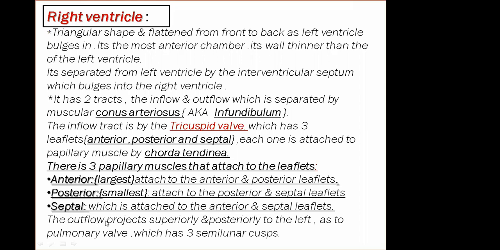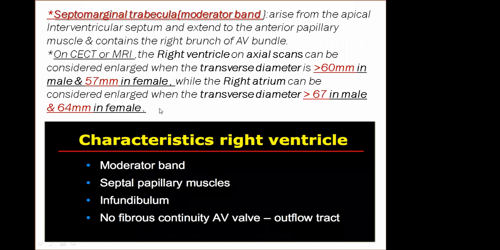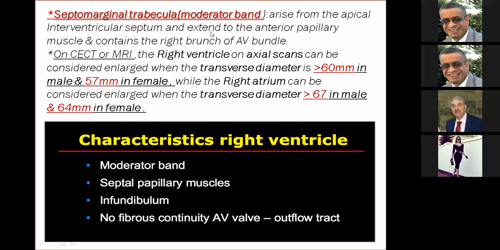The outflow projects superiorly and posteriorly to the left as the pulmonary valve, which has three semilunar cusps. The septomarginal trabecula, or the moderator band, arises from the apical interventricular septum and extends to the anterior papillary muscle. It contains the right branch of the AV bundle.